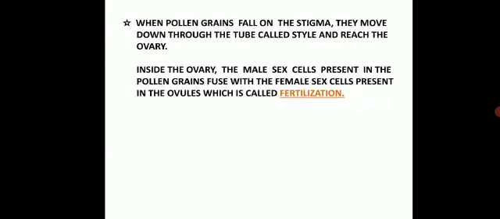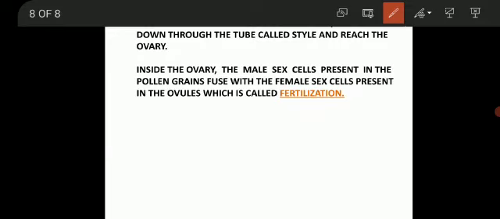When the pollen grains fall on the stigma, they move down through the tube called the style and reach the ovary. Inside the ovary, the male sex cells present in the pollen grains fuse with the female sex cells present in the ovules, which is called fertilization. So, this is the structure of a pistil.